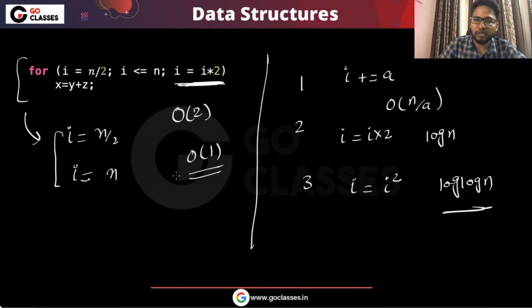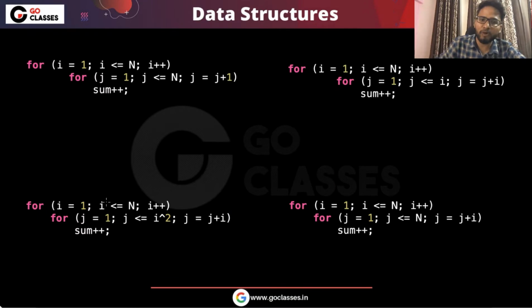And now in the last video we have seen that if you are incrementing by a, then it is n by a. If you are multiplying by some constant, then it is log base that constant, right? If it is 2, then it is log base 2. And if you are squaring up, then it is log n, right? Okay. Let's solve these 4 questions.